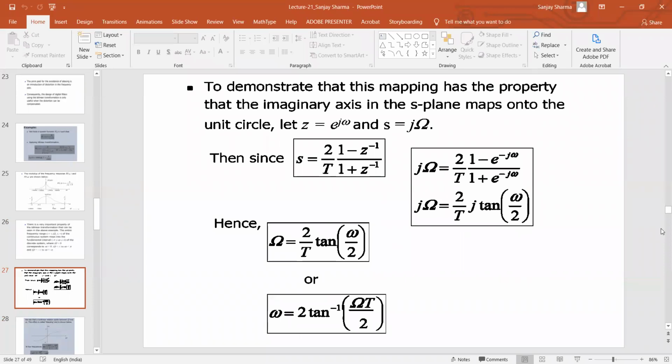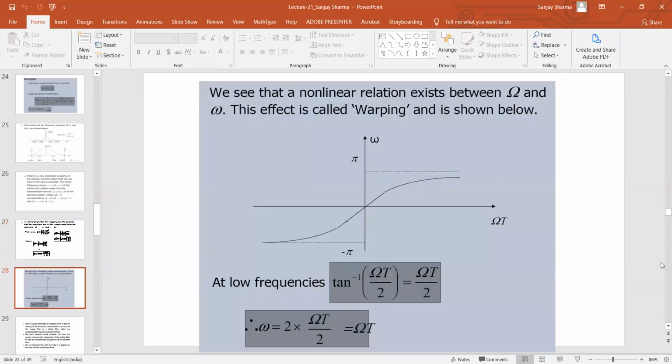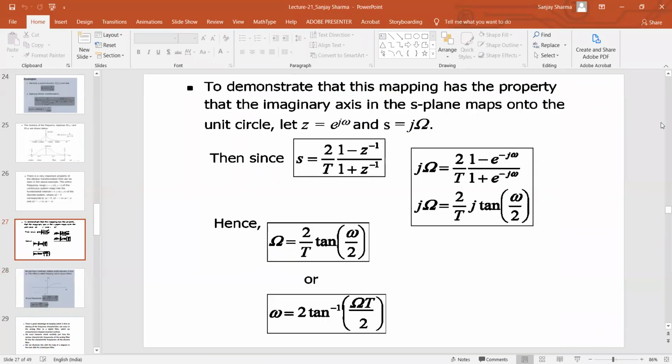Okay, let me start with this slide only, no problem. So this is the transformation: s is equal to 2 by T, (1 minus z to the power minus 1) over (1 plus z to the power minus 1). What we are doing is looking deep into the bilinear transformation problem of frequency distortion. Now I have to enter into the frequency response domain and do the analysis of the frequency response.